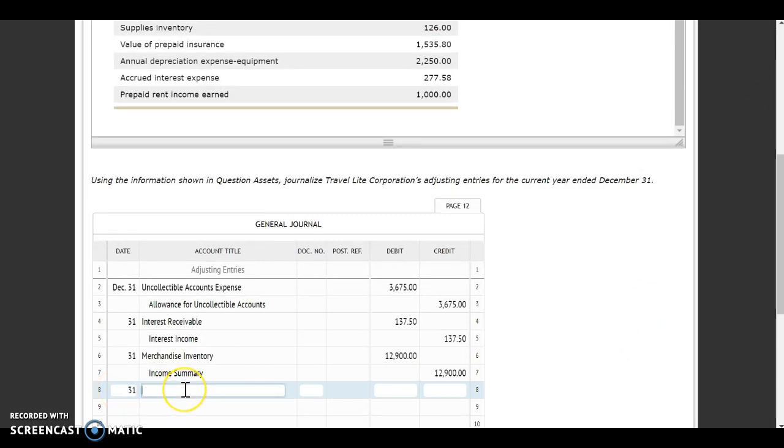So 31. I'm going to do my supplies expense. Remember, we always debit our expense accounts in our adjustments for $1,150.04. And then I'm going to credit supplies for $1,150.04.